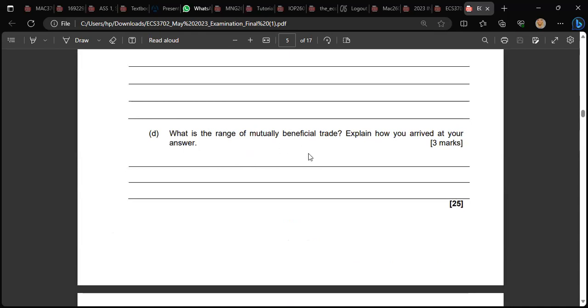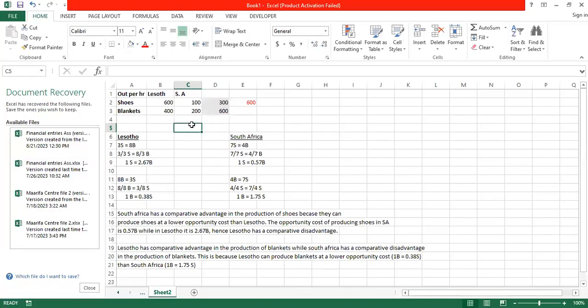What is the range of mutually beneficial trade, and explain how you arrived at your answer? Okay, so this one is the simplest. Again, this is where we want to equalize these ones. We want to equalize those ones, which means we'll have 600 in the middle. So we start off with our sign. Let's start off with 400. And then we put our 600 there in the middle. So this is the autarky price. So it can't go below 400. It can't go below 400.